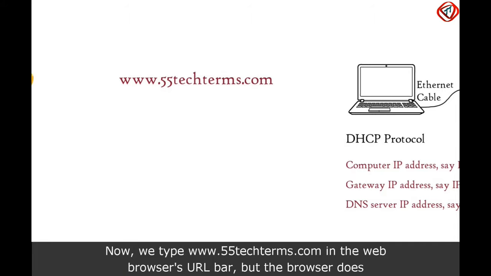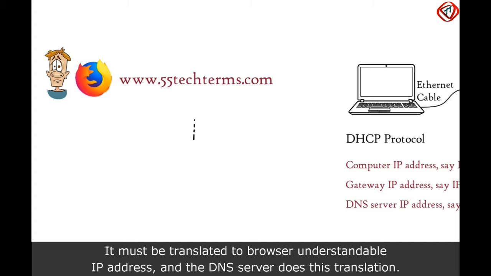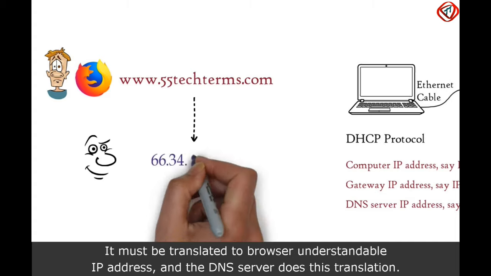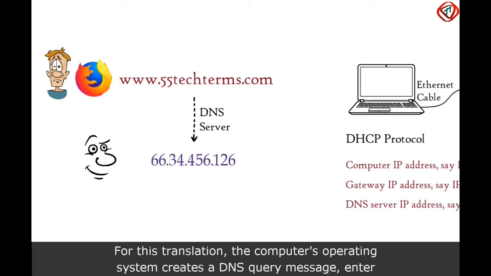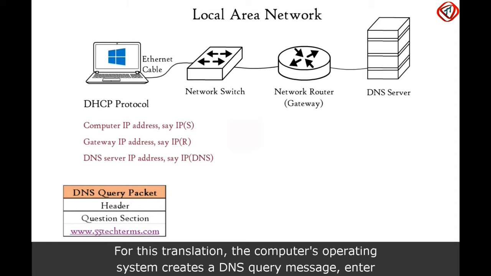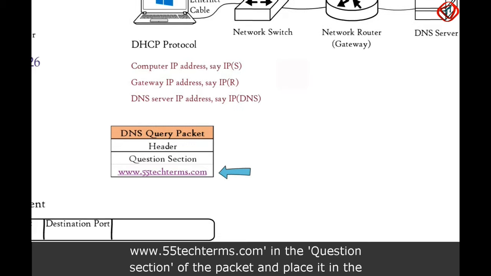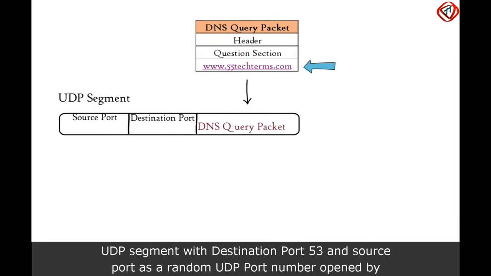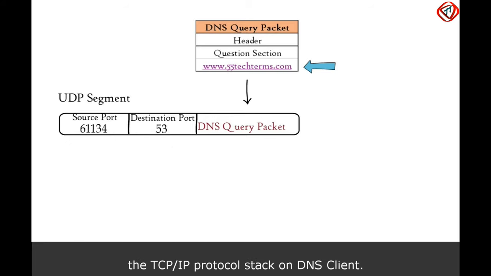www.55techterms.com in the web browser's URL bar, but the browser does not know what www.55techterms.com is. It must be translated to a browser-understandable IP address, and the DNS server does this translation. For this translation, the computer's operating system creates a DNS query message, enters www.55techterms.com in the question section of the packet and places it in a UDP segment with destination port 53 and source port as a random UDP port opened by the TCP/IP protocol stack on the DNS client.